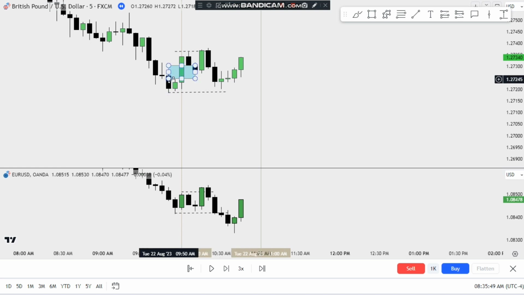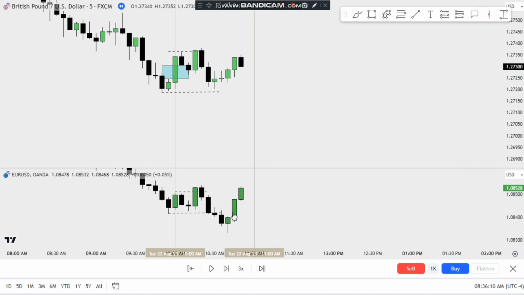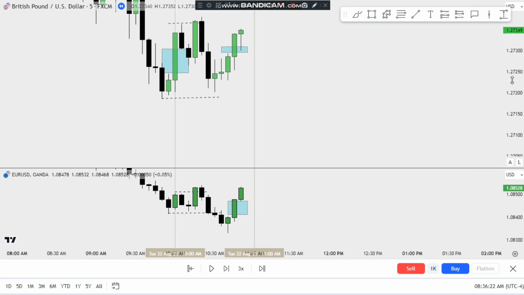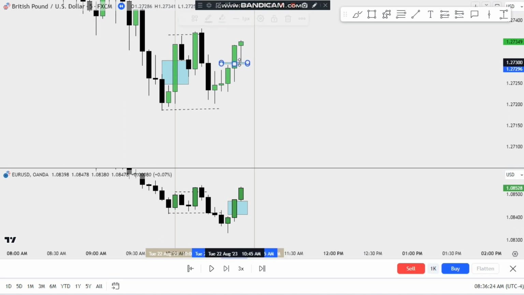Usually what I do is when the divergence is clear like this, I enter on the 1 minute or 3 minute. When the divergence is not as clear, then I wait for the 5 minute fair value gap. In this trade I entered on the 1 minute, but that's a bit risky, so we will wait for the 5 minute fair value gap. You can see that we got this fair value gap, this one, and also another fair value gap here, the gap between the top of this candle and the bottom of this candle. Let's see if the gap gets filled.